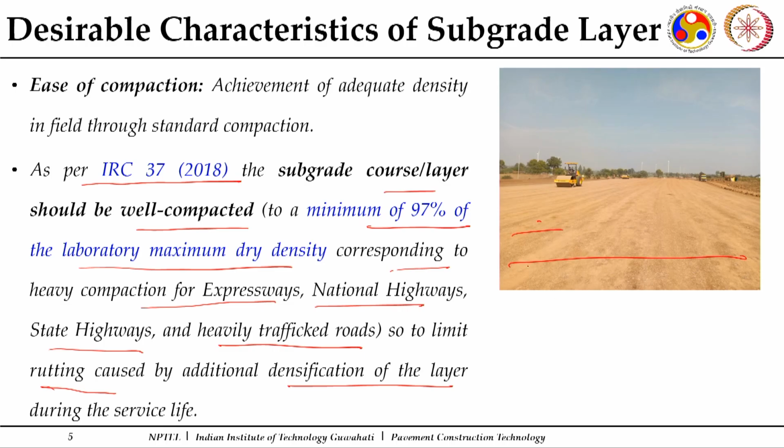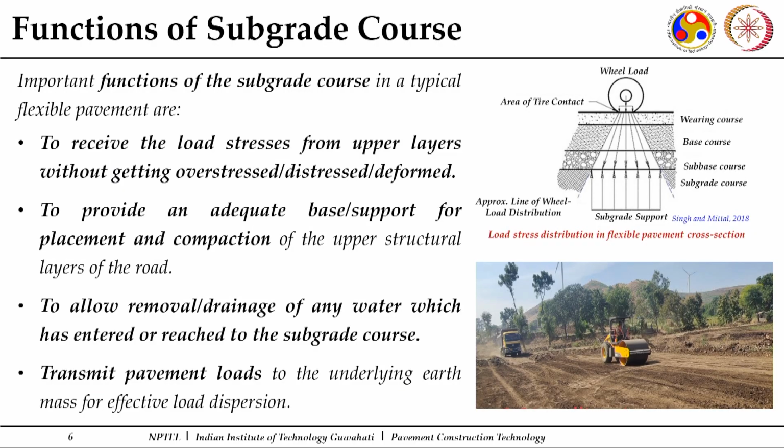This is a subgrade layer which has been laid, and you can see the compaction is going on. It should be easily compacted. It should not happen that I am putting n number of passes and still not able to achieve the density. So, it should be easily compactable with the standard compaction equipment we have in the field. As I said, if all these characteristics are present, then it is able to serve the purpose for which it is constructed.